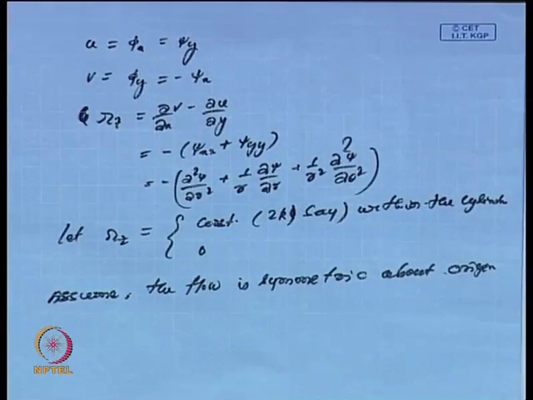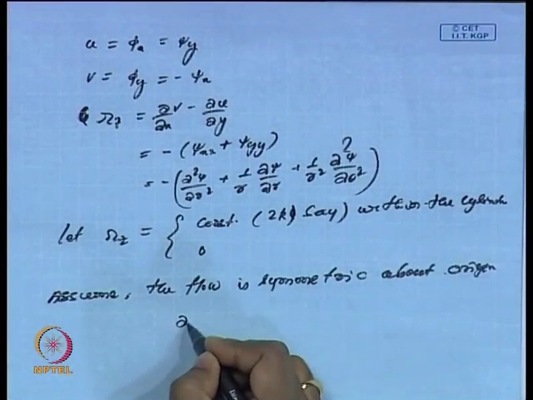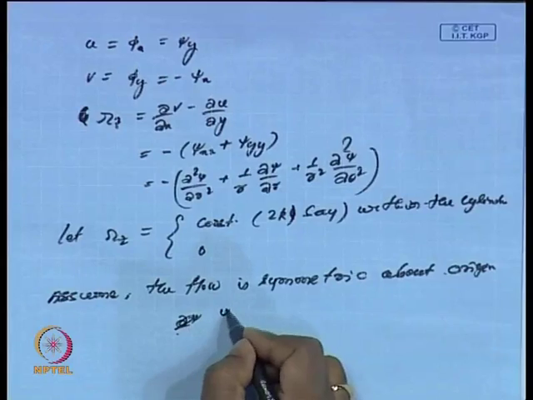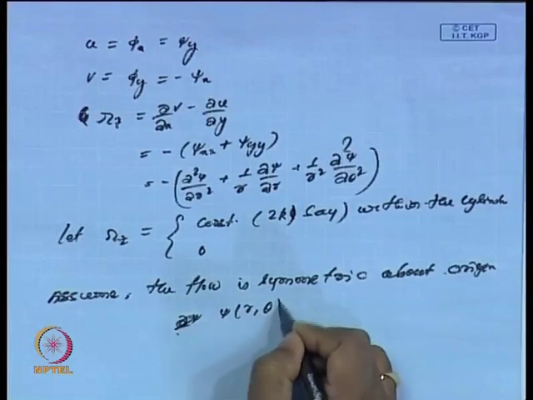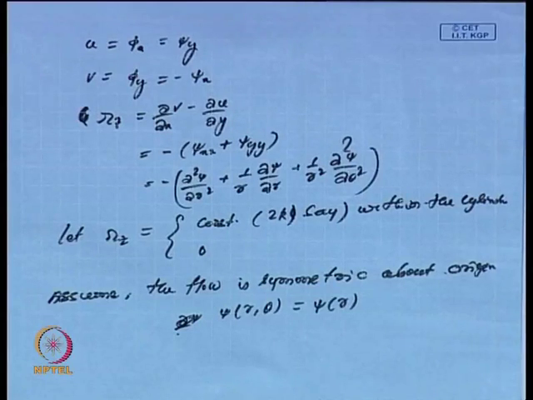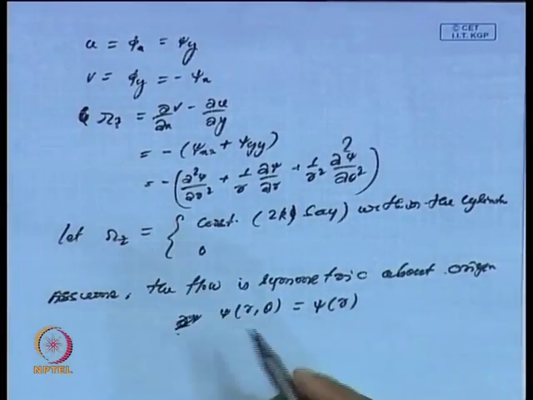once you assume the flow is symmetric about the origin, what will happen? Del psi by del theta is zero. So that means psi becomes a function of r only, because the theta component will not contribute. So in the process, what will happen to this omega z?